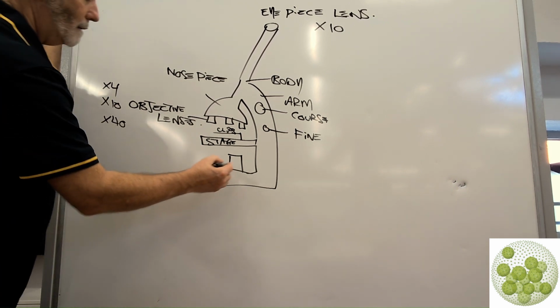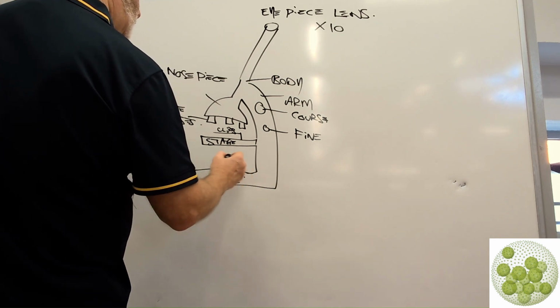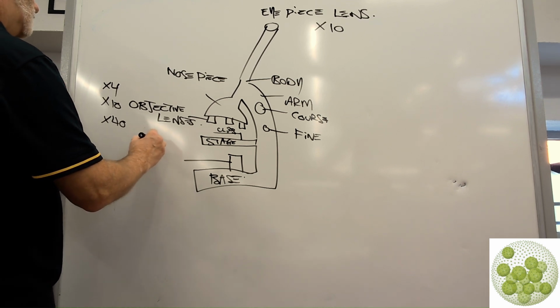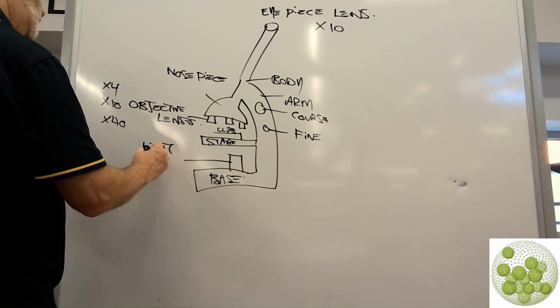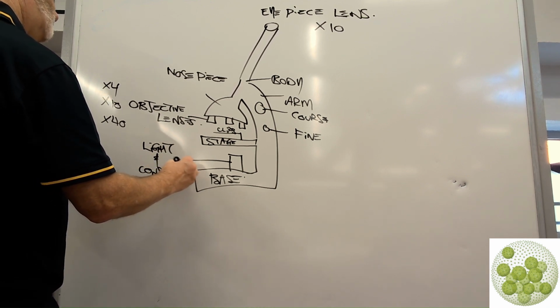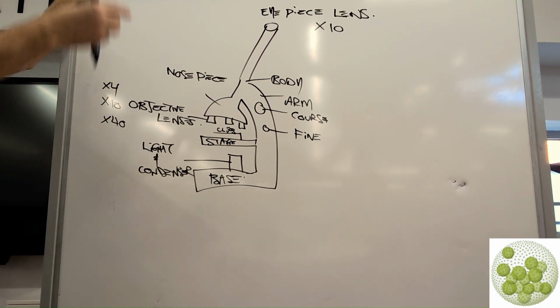Down the bottom here we have the base. And in the base we've got the light and something called the condenser. The light provides light and the condenser focuses the light.